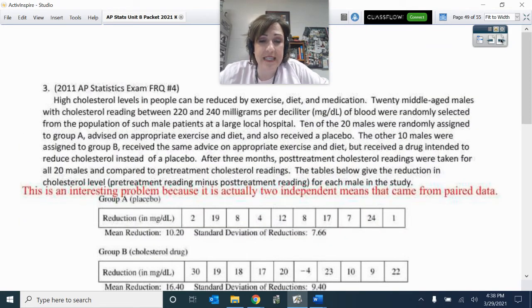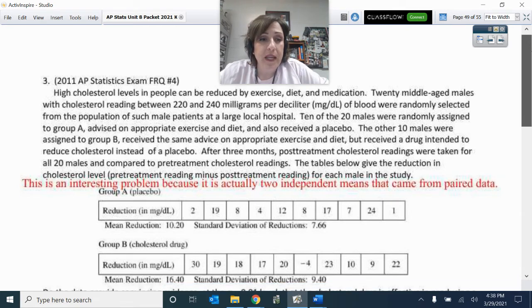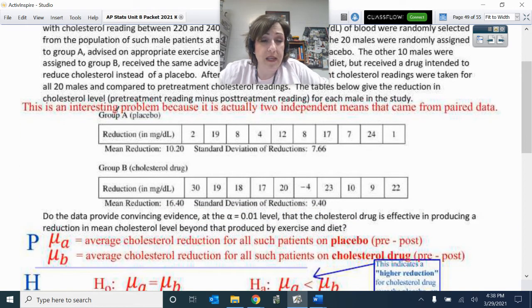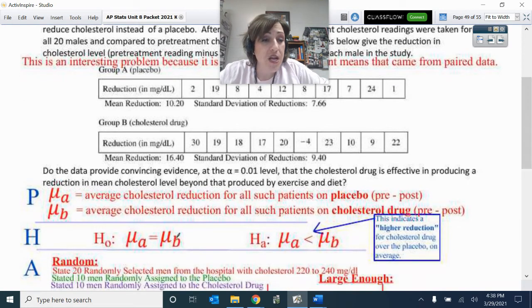And then here is one that ended up being two independent means. Group A were the men on the placebo, and group B were the men on the cholesterol drugs. They were two separate sets of men. So I said mu A is the average cholesterol reduction for all such men on the placebo, and I defined pre minus post because they actually did. It was interesting. It was two different sets of matched pairs. It was interesting to see what that average cholesterol reduction was. Mu B is the average cholesterol reduction for all such patients on the cholesterol drug.